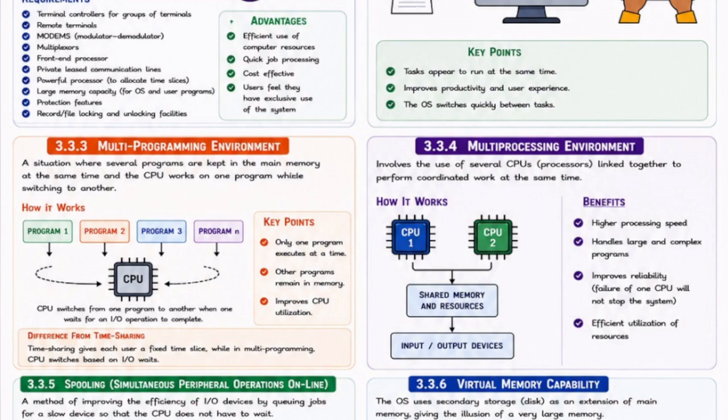Time sharing gives each user a fixed time slice, while in multi-programming, the CPU switches based on input or output wait. Multiprocessing involves the use of several CPUs linked together to perform coordinated work at the same time. So that's the difference between multi-programming and multiprocessing. Multi-programming is one CPU with different programs stored in the RAM, while multiprocessing is different programs on different CPUs working together at the same time.